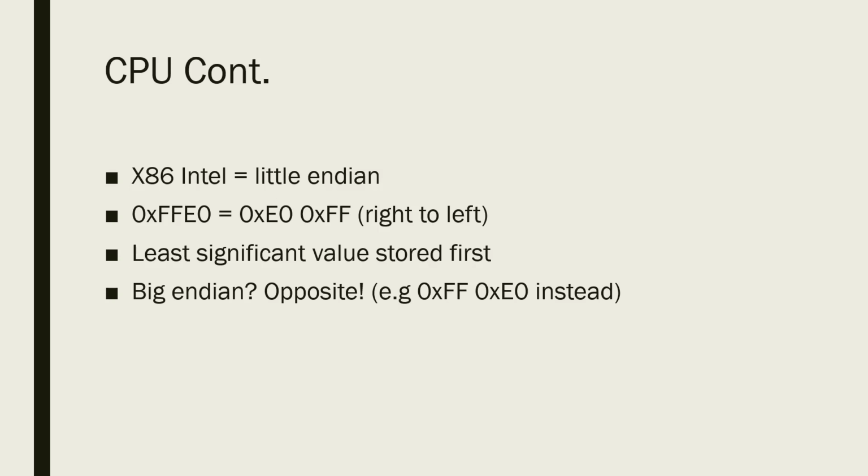While other systems are big endian, which means they'll actually store the most significant value first, which means a big endian CPU would read it as 0xFF first and then 0xE0. Again, this is just some of the key things that pop up when you look at different processors and how they consume data.